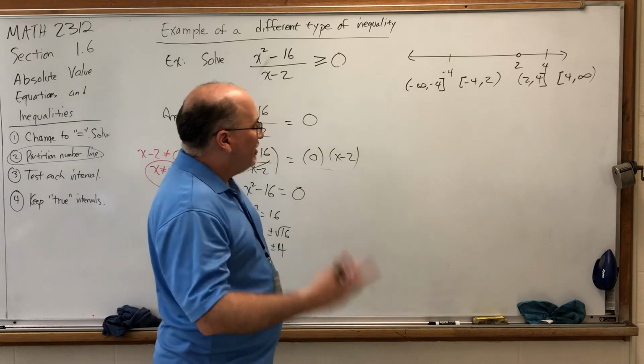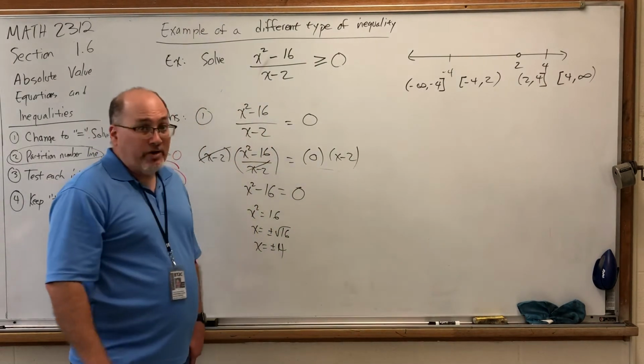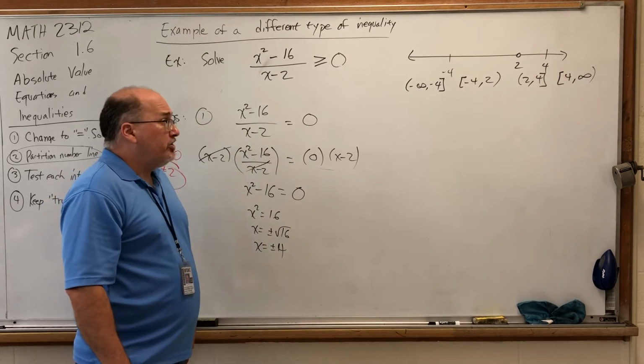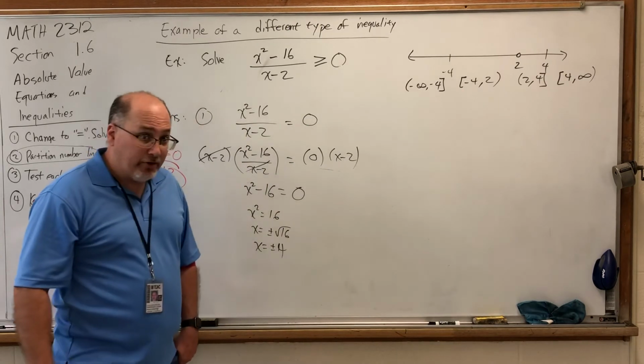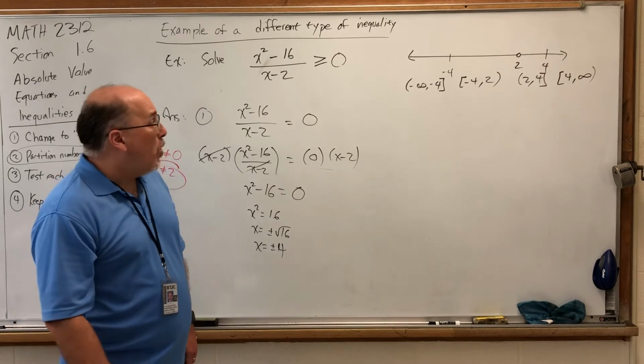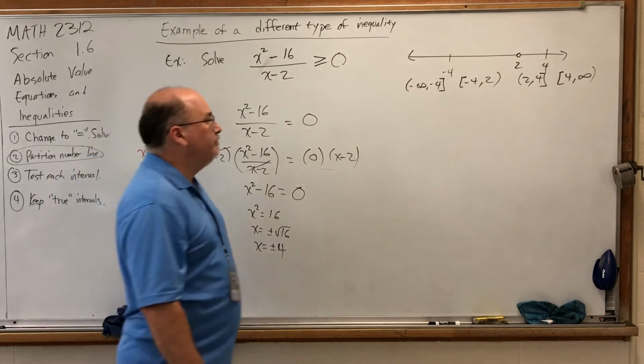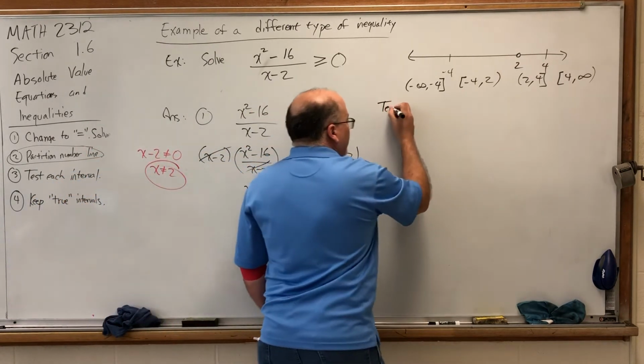And again, just to clarify, I use brackets because the inequality said or equal to, but not on the 2 because 2 made the denominator equal to 0. That's what I mean by partition the domain. Watch out for issues that exclude values from your domain. And then the rest of it runs pretty smoothly.